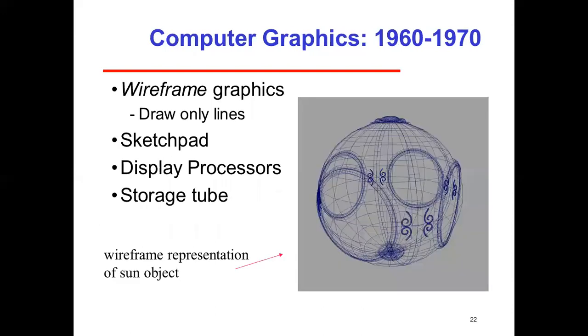Now from 1960 to 1970, we were using wireframe graphics, drawing only lines, sketchpad, display processor, storage tube, where we can store our image. So you can see a wireframe representation of some object here. This is based only on different types of lines.